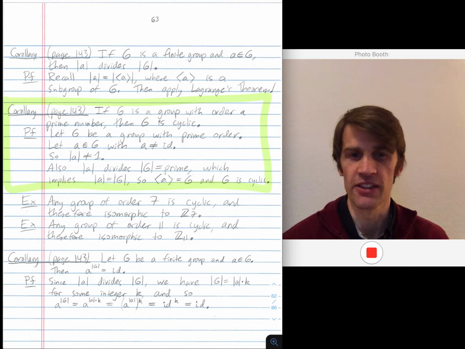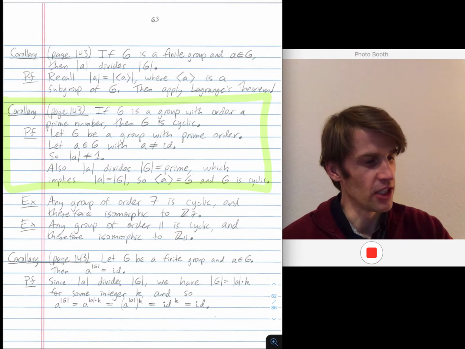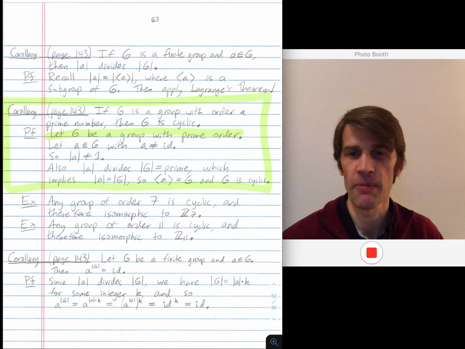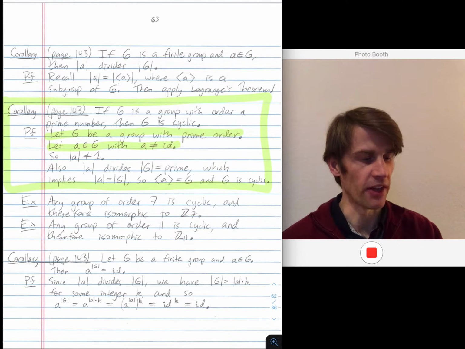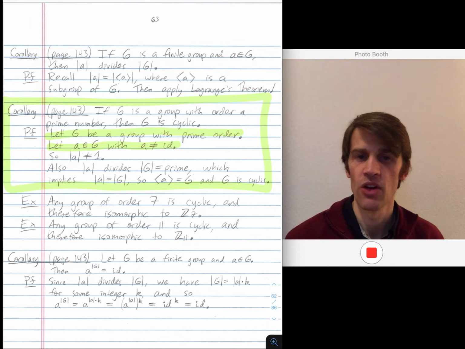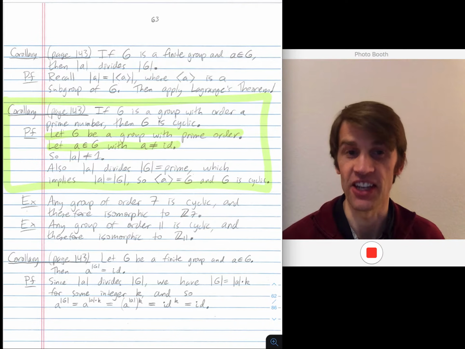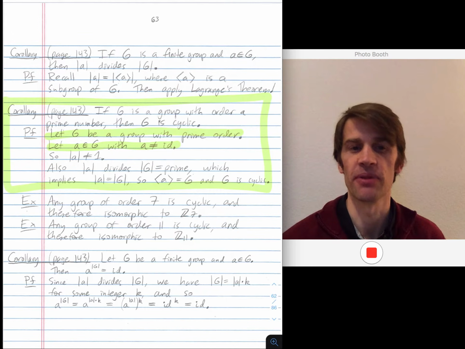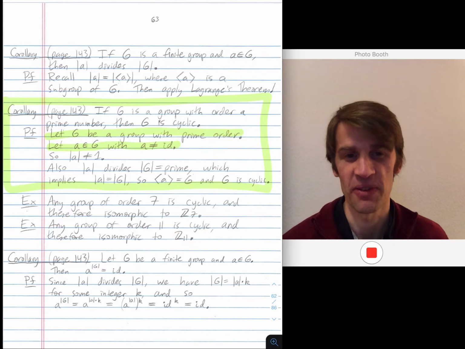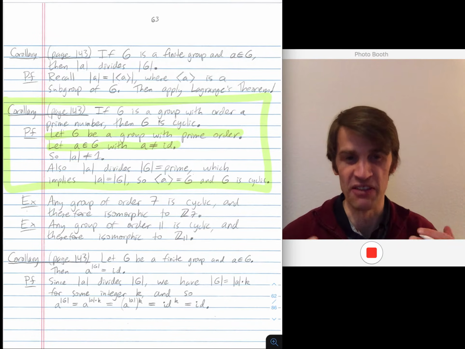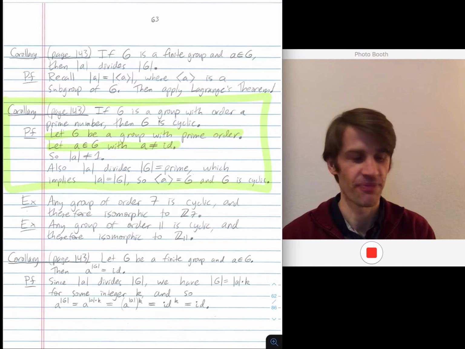Okay, here's the proof. Let G be a group whose size is prime, and let A be any element of that group that's not the identity. We're going to show that A generates this entire group of prime order, and therefore that group is cyclic.